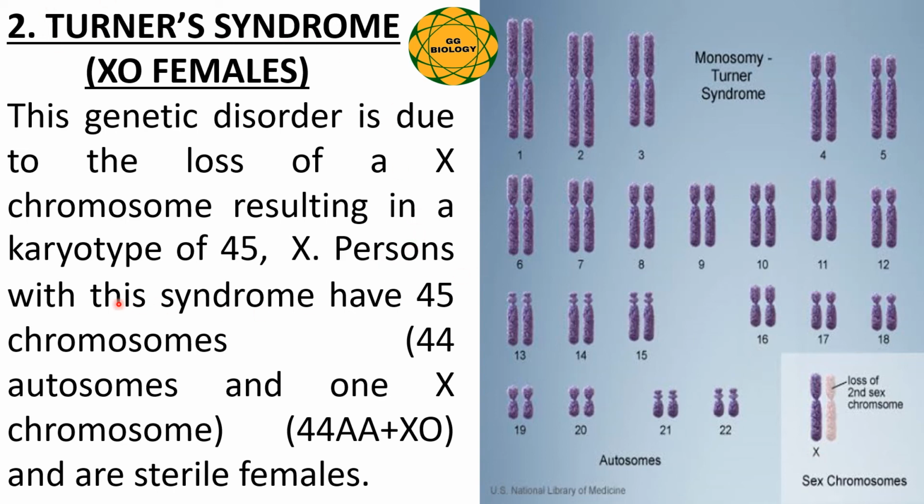Persons with this syndrome have 45 chromosomes: 44 autosomes plus only one sex chromosome, which is X, and they are sterile females. Here the autosomes are quite normal as usual, 44 in number, whereas in the sex chromosomes, instead of 2, only one X chromosome is seen, which leads to Turner syndrome.